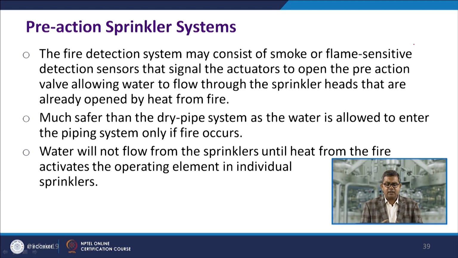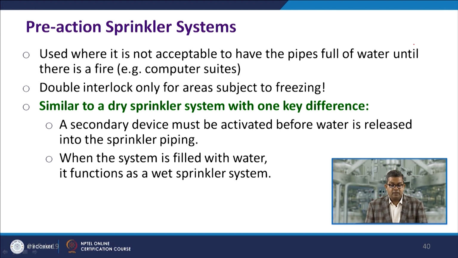It is much safer than the dry pipe system, as the water is allowed to enter the piping system only if the fire occurs. Water will not flow from the sprinkler until heat from the fire activates the operating element in the individual sprinkler. So you can differentiate among all the sprinkler systems. They are used where it is not acceptable to have the pipes full of water until there is a fire, like computer suites etc. Double interlock is only for areas subjected to freezing, so that we can minimize the hazard.